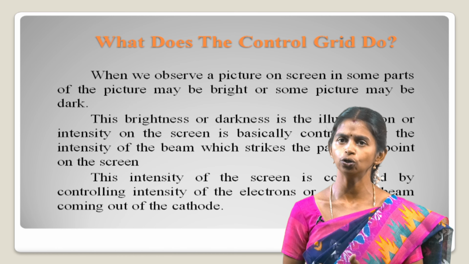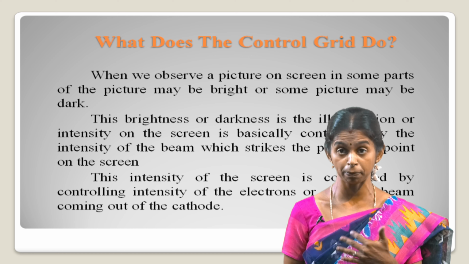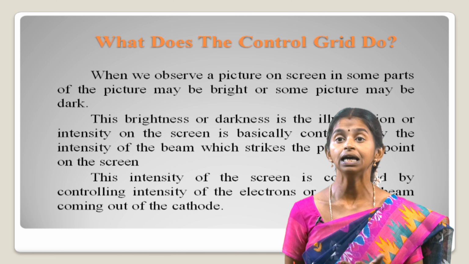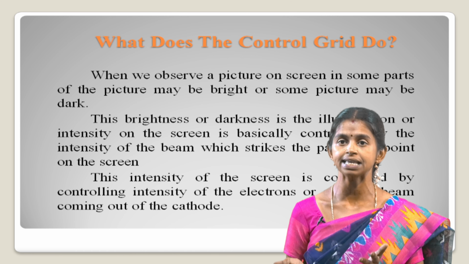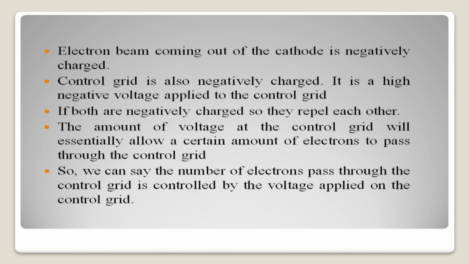What does the control grid do? When we observe a picture on screen, some parts of the picture may be bright and some parts may be dark. This brightness or darkness, the illumination intensity on the screen, is basically controlled by the intensity of the beam which strikes the particular point on the screen. This intensity is controlled by controlling the intensity of the electron beam coming out of the cathode. The electron beam coming out of the cathode is negatively charged.